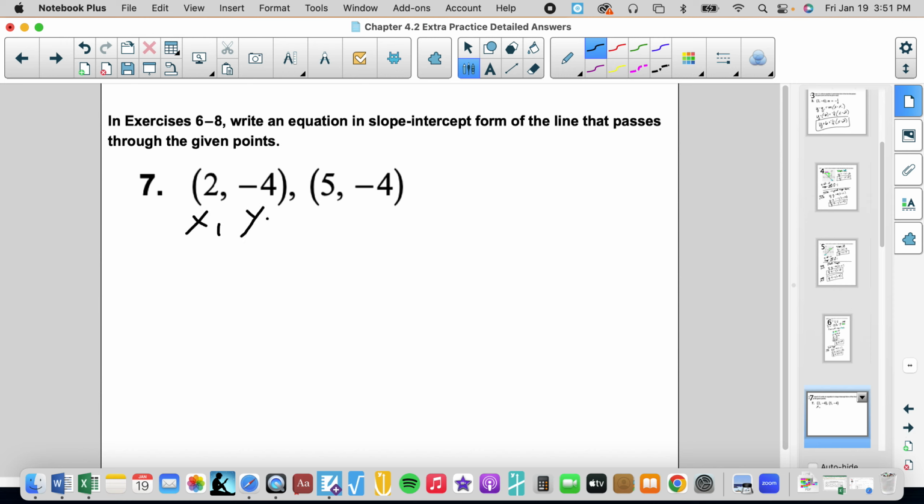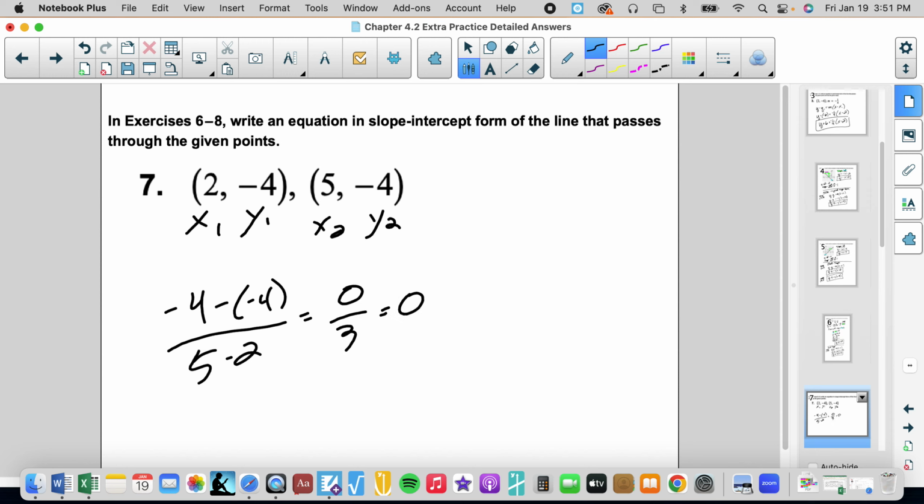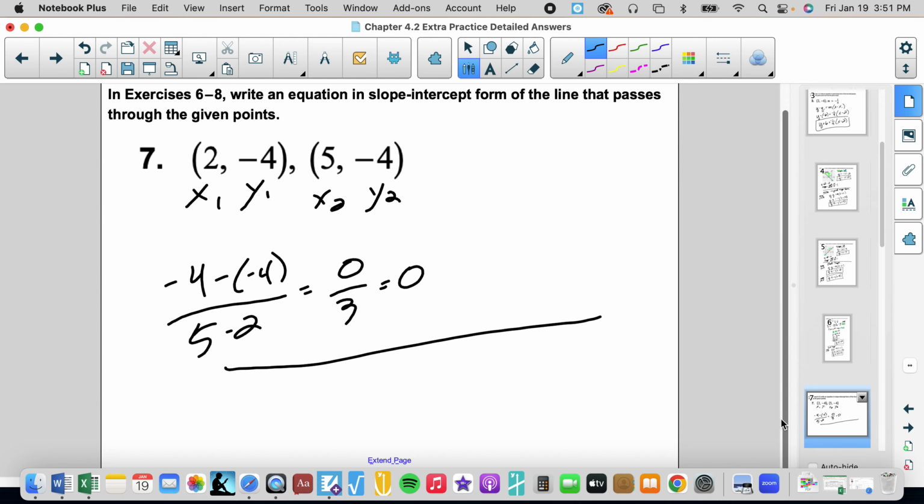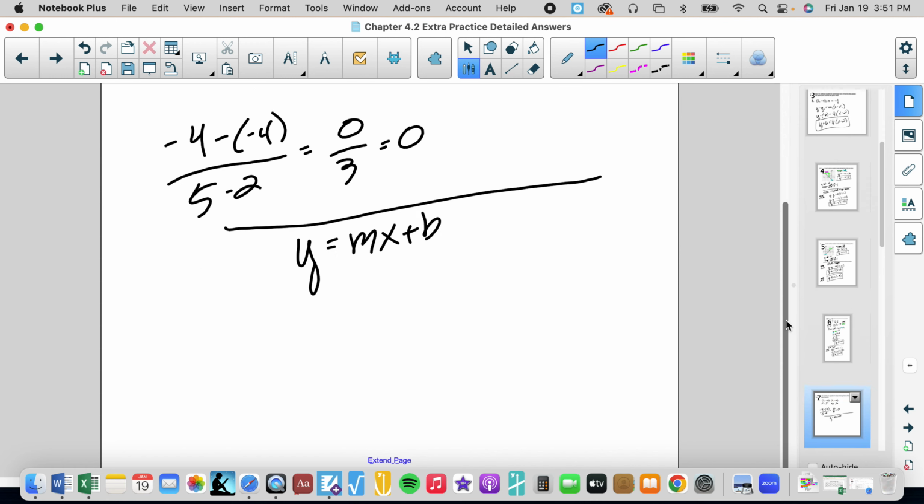x sub 1, y sub 1, x sub 2, y sub 2, negative 4 minus negative 4 over 5 minus 2, which is 0 over 3, which gives me a slope of 0. We can still do this. y equals mx plus b. Let's pick a point. 2, negative 4.